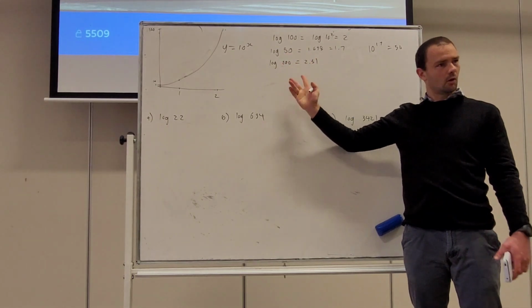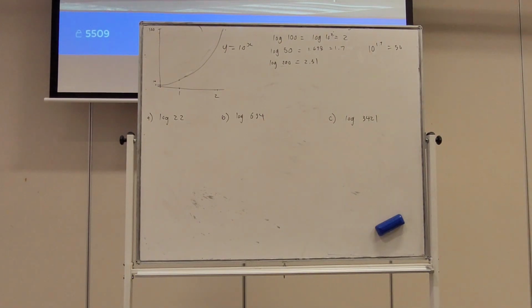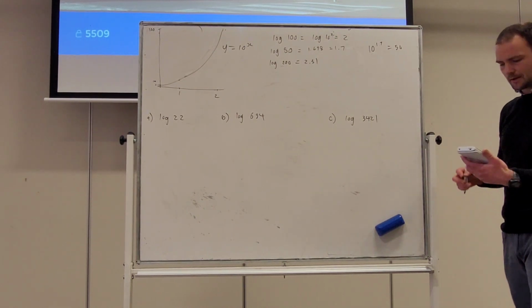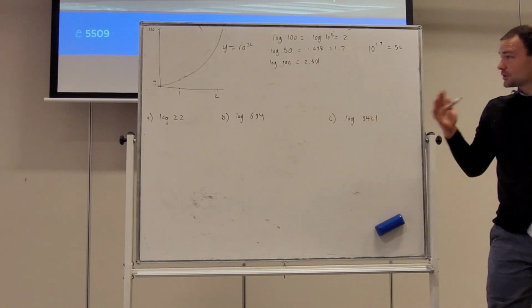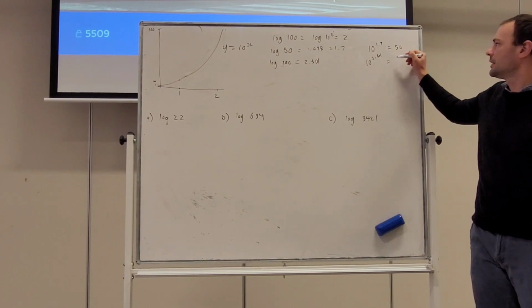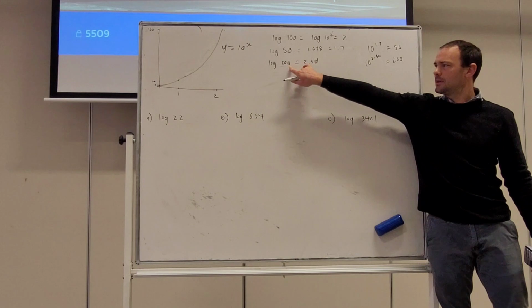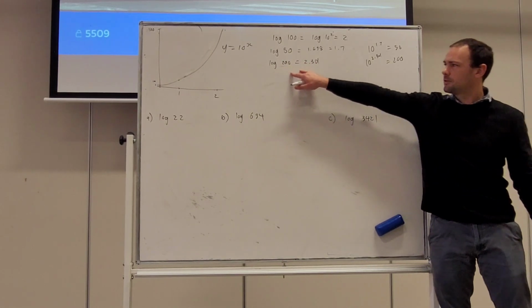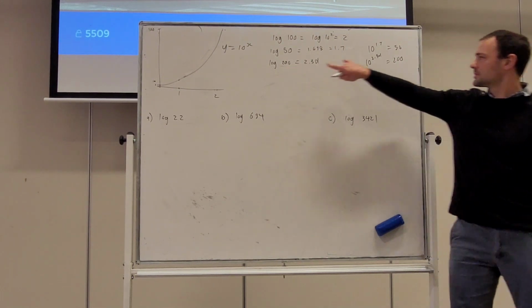Okay, so then if we have log 200, we evaluate that, type that in. Log 200, we've got 2.301. And so what this means is 10 to the power of 2.301 equals 200. So we've got a logarithmic statement, and then we've got an exponential statement. Hopefully we can see a link between those.